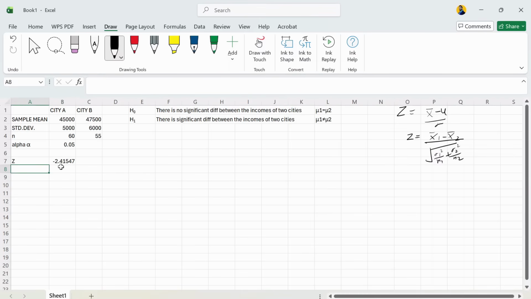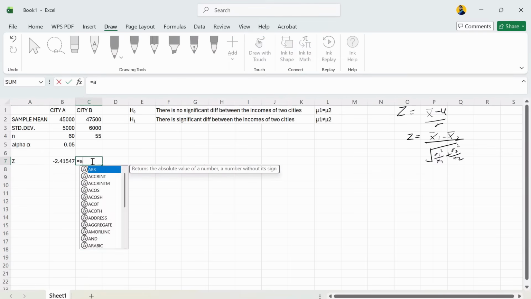Keep in mind that for the Z value and T value, we will always consider these values in positive terms, right? Because Z and T basically indicate areas, and we have studied that area cannot be negative, right? So we will always consider these values as positive. To make it positive, just write ABS.